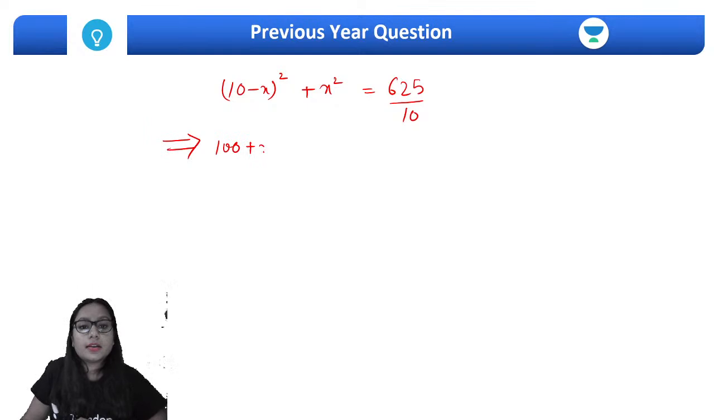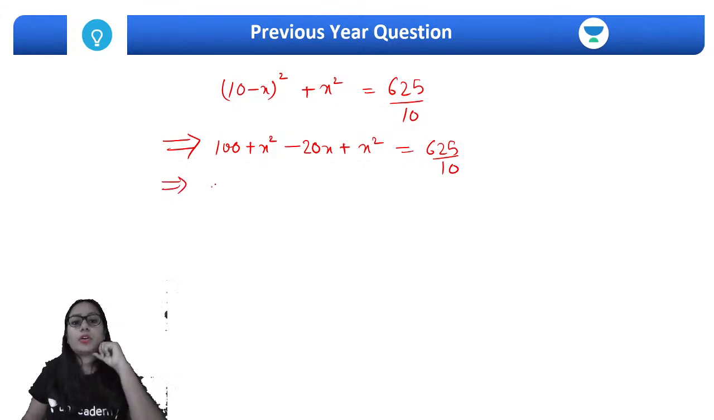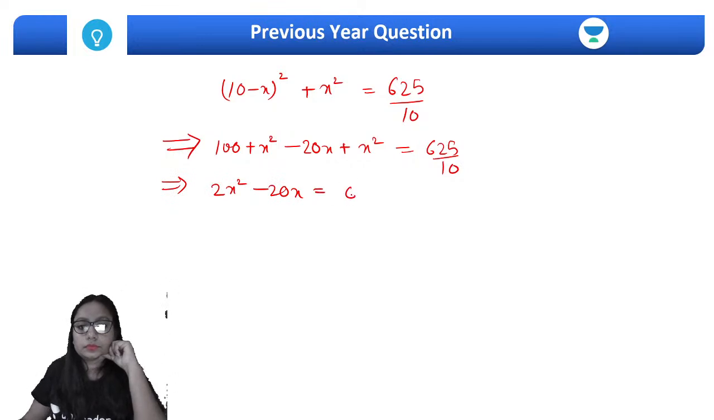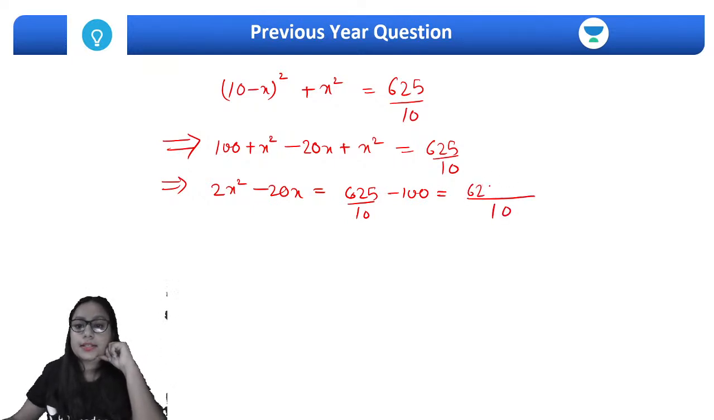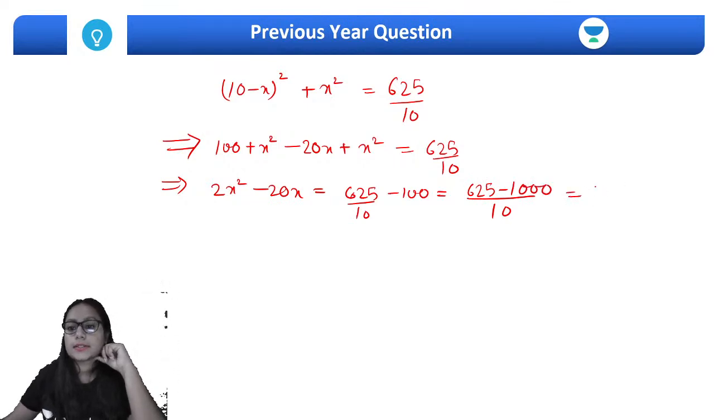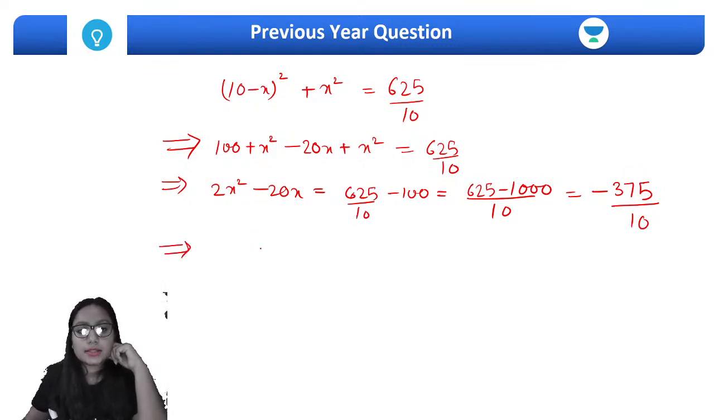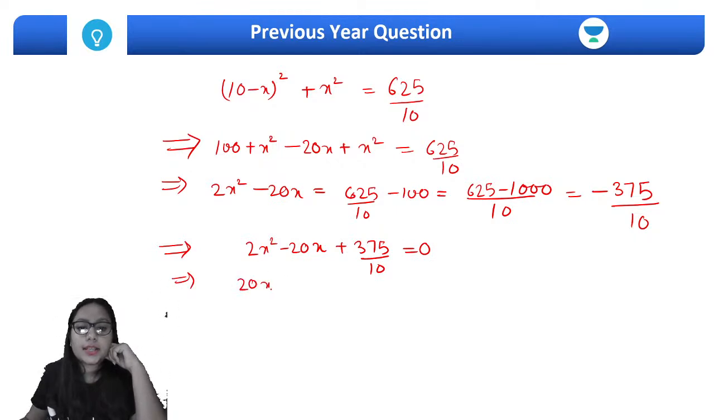Okay. So, I'll have 100 plus X square minus 20X plus X square. This is going to be a quadratic equation. If I take 10 common, I will get 625 minus 1000, which is minus 375 by 10. So, I can further rewrite this equation as 2x square minus 20x plus 375 by 10 is equal to 0. Multiplying the entire equation by 10, I will get 20x square minus 200x plus 375 is equal to 0.